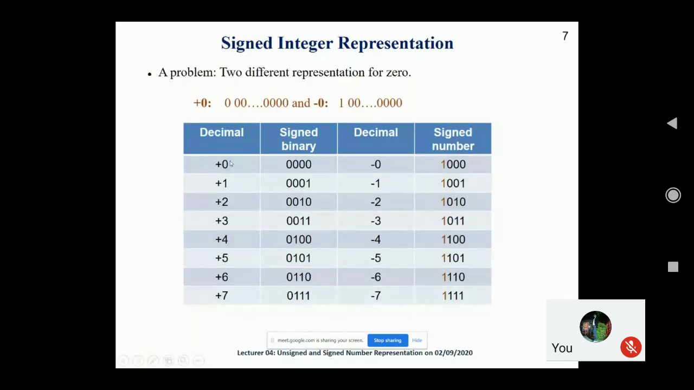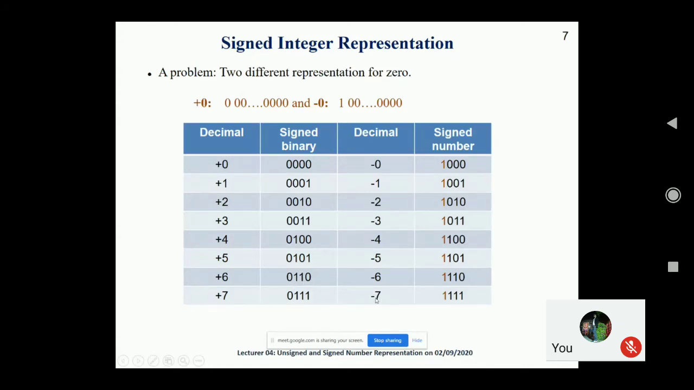So see all the positive numbers, the most significant bit is 0. So +7 is 0 1 1 1, which means the first MSB is considered as a sign bit. Since 0 appears, it is +7. And +6 means what? 0 appears, so it is 0 1 1 0.